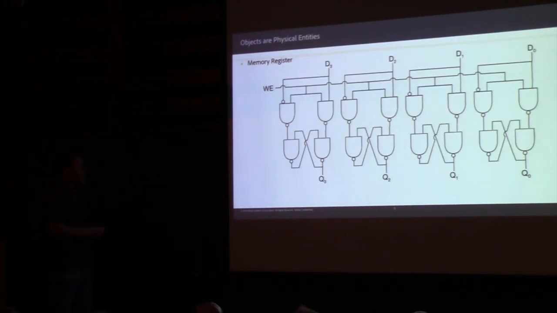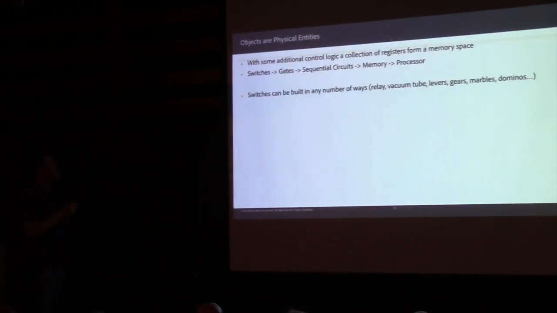Okay, you string these together, those are a bunch of RS latches, with a little additional dispatch circuitry at the top, and this is a very simple memory register, right? We can put in values on our D lines on the top, and we have a write enable line that goes across that we can use to set those values. So with some additional control logic and a collection of registers from memory space, and I'm not going to draw it because it just looks like a whole bunch of wires, you get all the way to your memory space here.